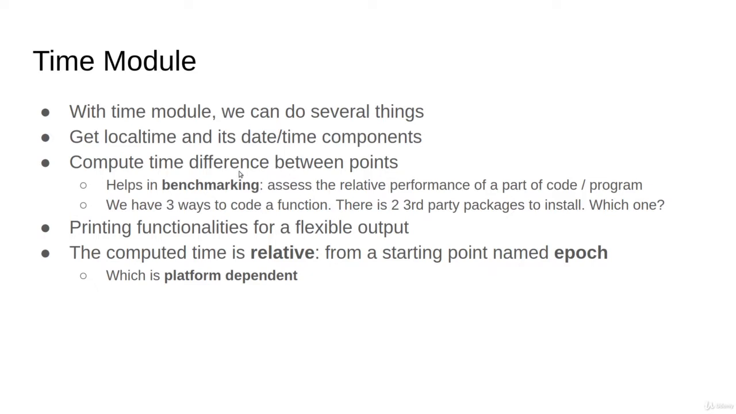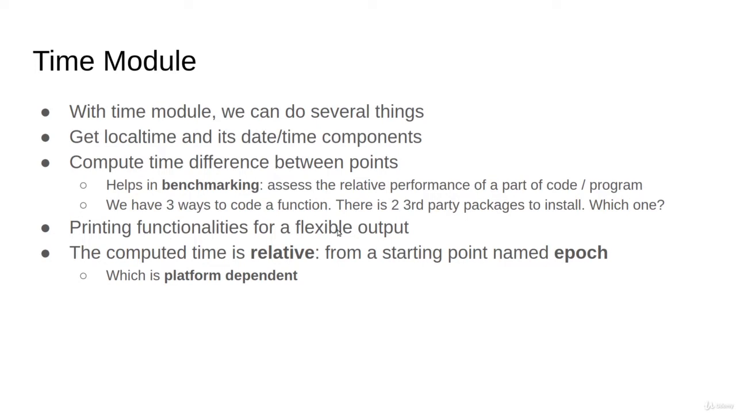It can compute differences between times, and this is very important in what we call benchmarking. Benchmarking is mainly used to assess the relative performance of a part of a code. Let's say you have a specific function and you would like to know how fast this function is. So this is an important question. There are like 3 ways to code a function. Yeah, we'll come to that later.